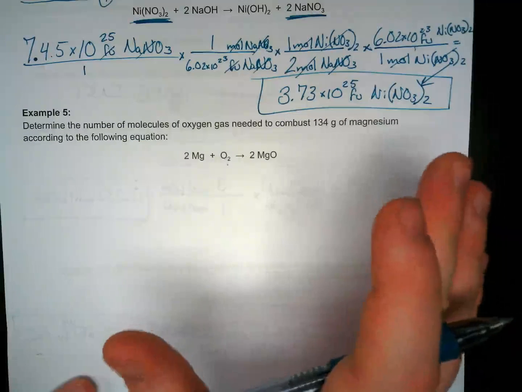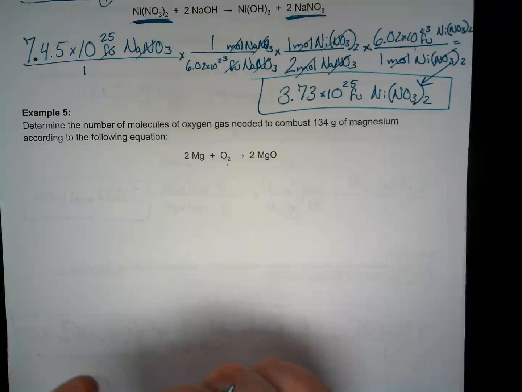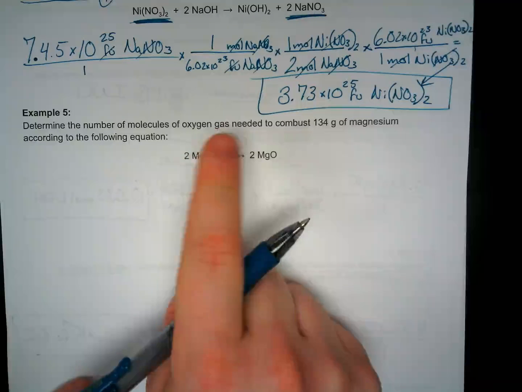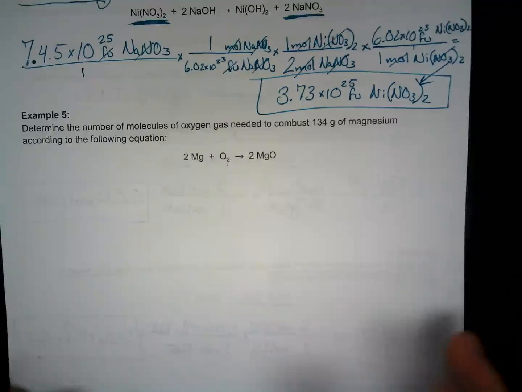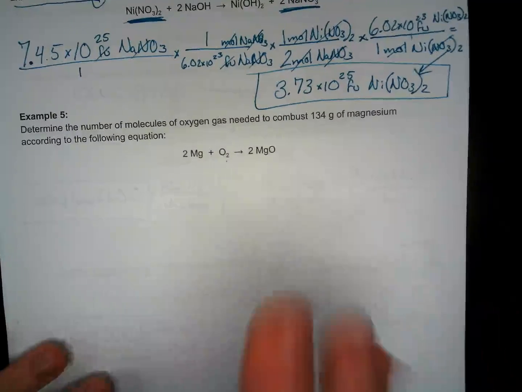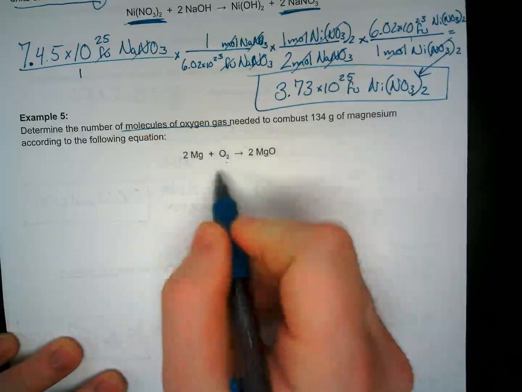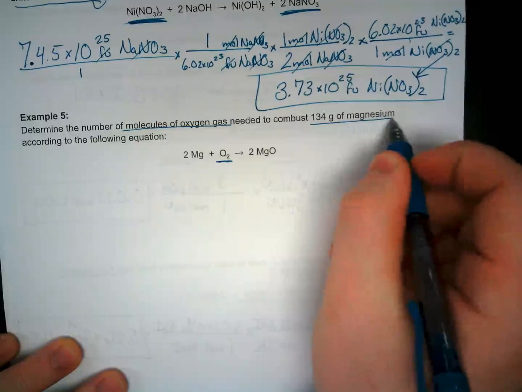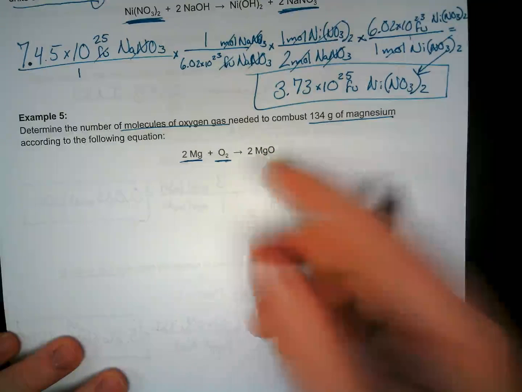Which we don't need to know for this particular question, but it is super duper important if we had to go from mass of this to mass of this. But we're only going from mass of this to particles of this. So it doesn't really matter. So, okay, anyway, what are we working with? Determine the number of molecules of oxygen gas. So we're working with this guy. Needed to combust with 134 grams of magnesium. Just that guy, because that's magnesium oxide, okay?